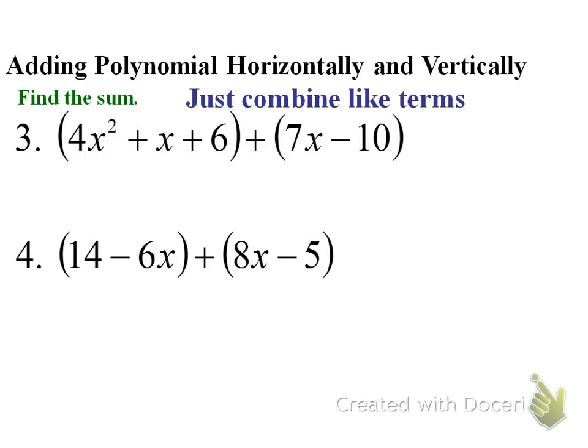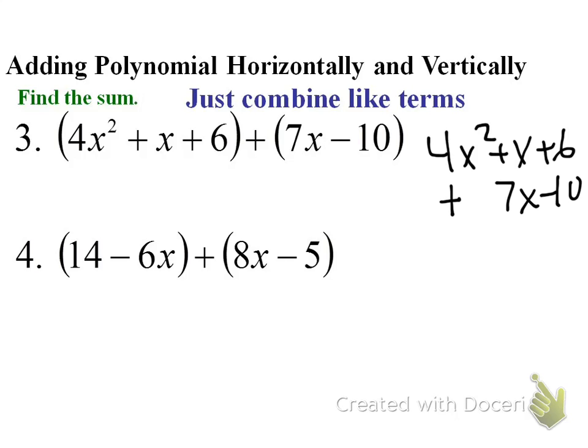Same type of problem here. You can see in the directions right above the directions it says adding polynomials horizontally and vertically. That's just basically saying if it was written vertically, it's the exact same thing. So they could write it like 4x squared plus x plus 6 plus 7x minus 10. You do it the same way, just combine like terms.